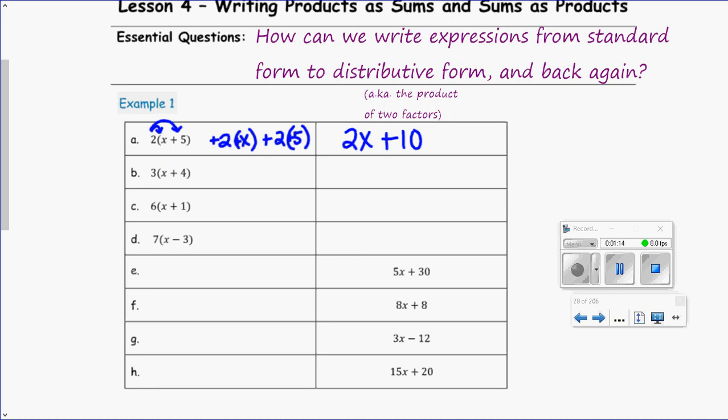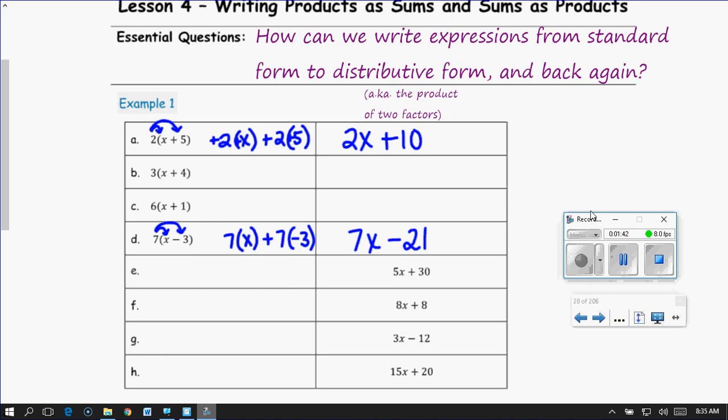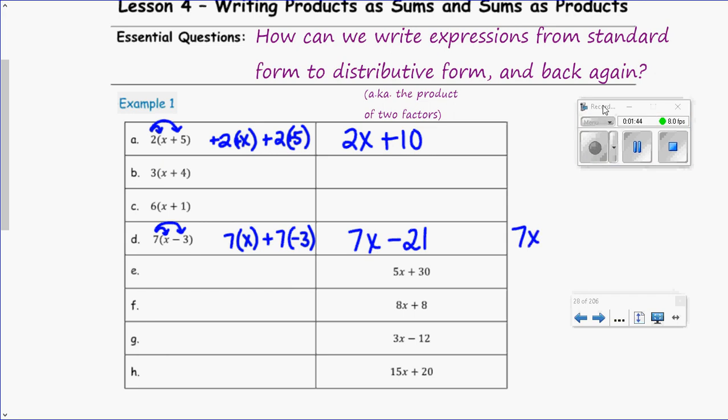For letter D, very similar, one major difference. We're going to do positive 7 times positive x. So that looks like this. Then we're going to do positive 7 times negative 3. Now I put that positive there so you know that that's 2 different operations. Okay, so we're going to do 7x. Then positive 7 times negative 3 is negative 21. So you can write it like this. You can actually also write it like this. 7x plus negative 21. Those are the same things.